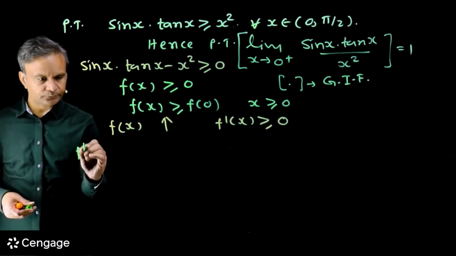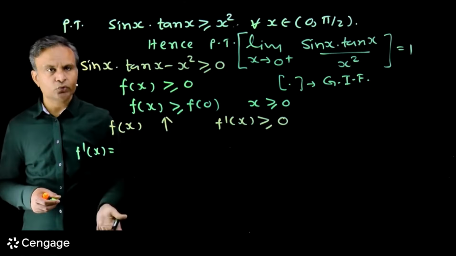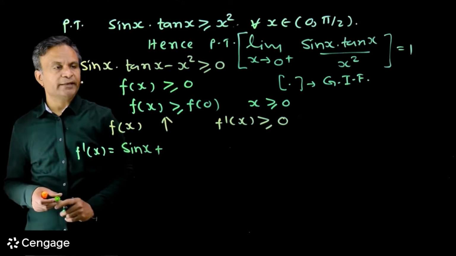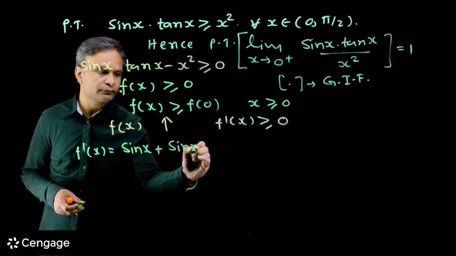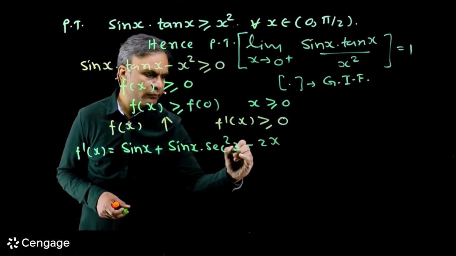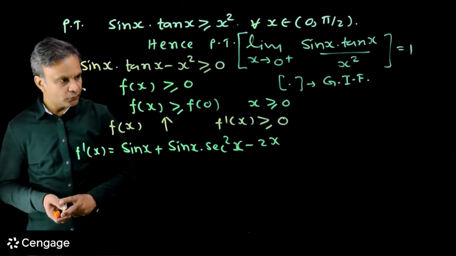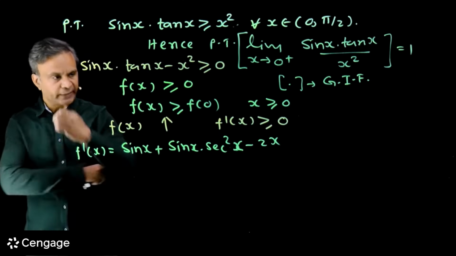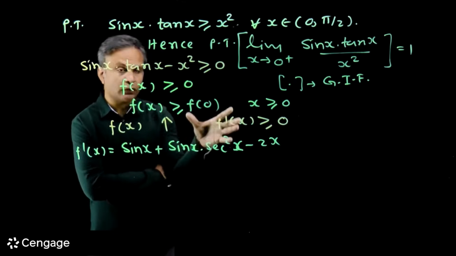क्या होगा डेरिवेटिव? Derivative will be cos x into tan x, means sin x, plus sin x into second square x, sin x into second square x minus 2x. Okay, this is the derivative. Now what can you say about the sign of this expression? Sign के बारे में कुछ कह सकते हैं? Can we say this is greater than or equal to 0?